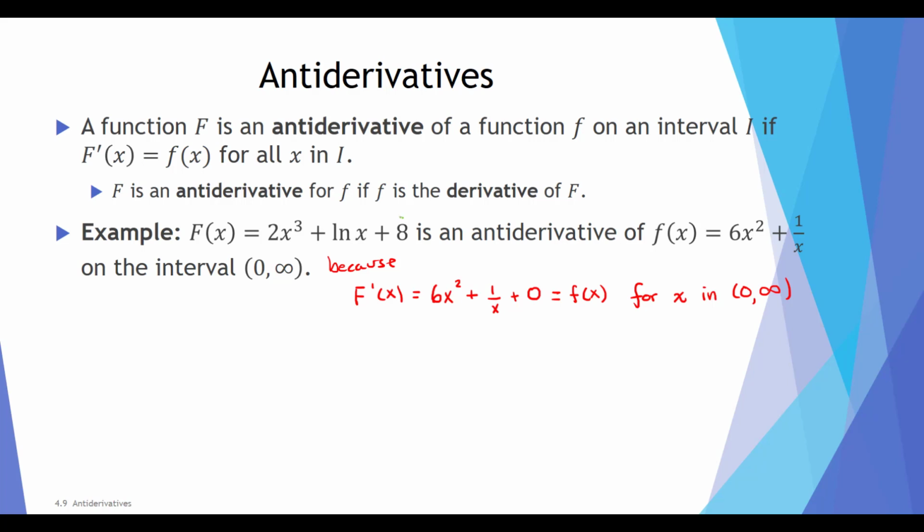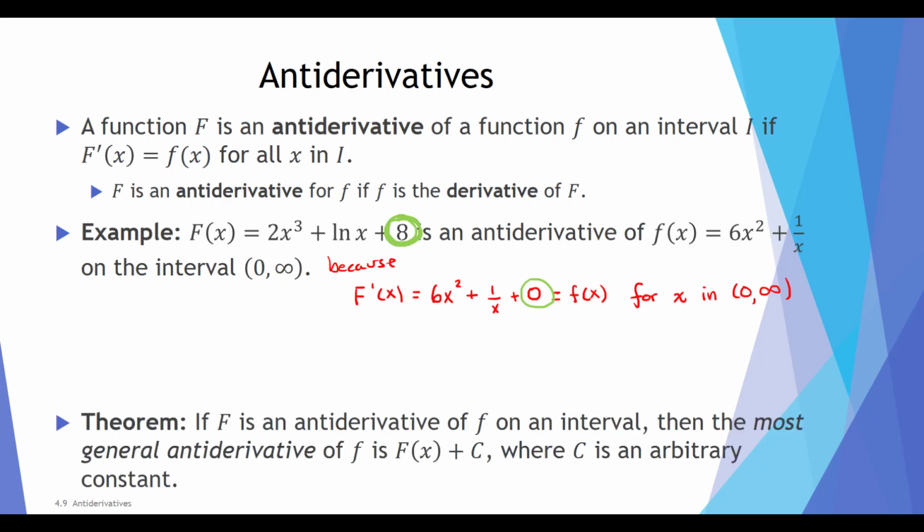And this is true for all x values in the interval from 0 to infinity. Notice that the constant 8, when I take the derivative, gives me 0. So I could replace this constant 8 by any constant at all. This tells us the theorem that if capital F is an antiderivative of lowercase f on an interval, then the most general antiderivative of lowercase f is capital F of x plus c, where c is an arbitrary constant. So we can add any constant to our antiderivative and still have an antiderivative for the same function.